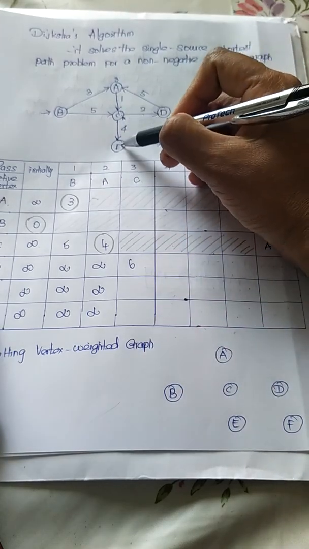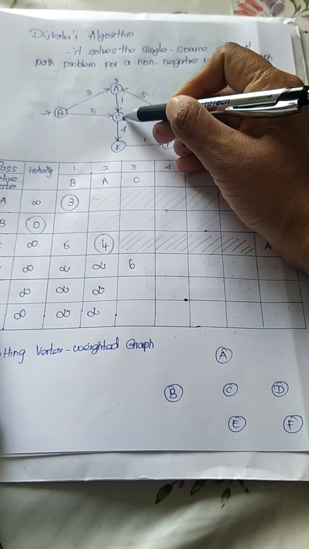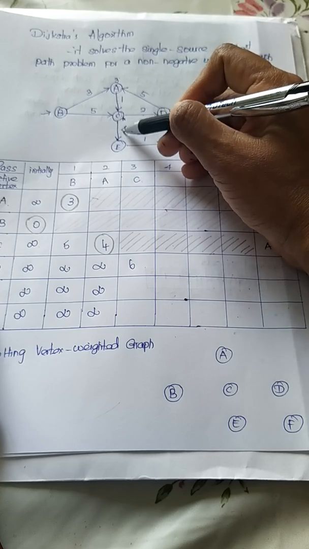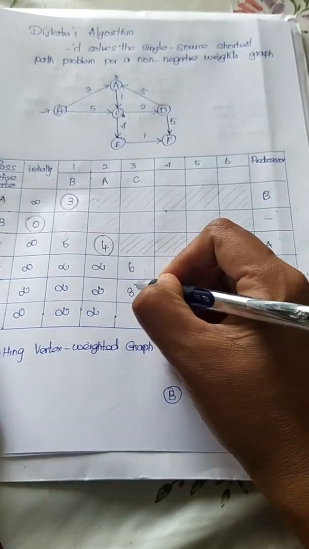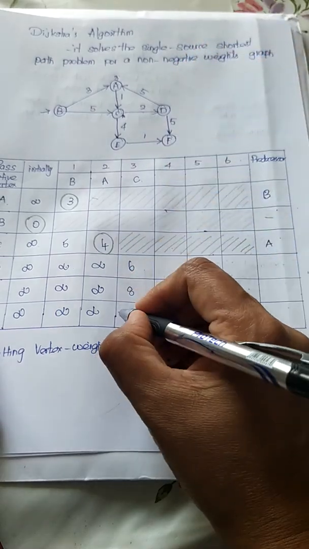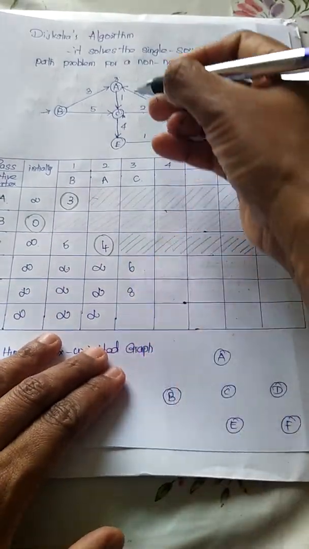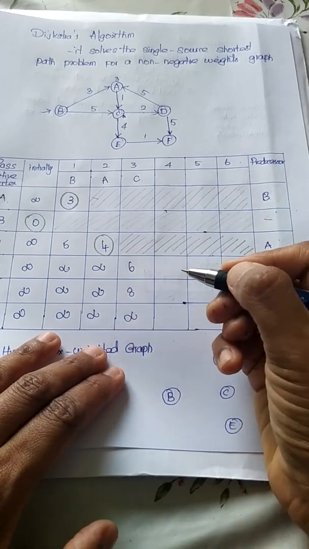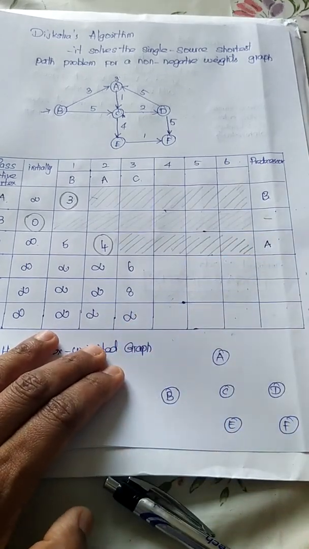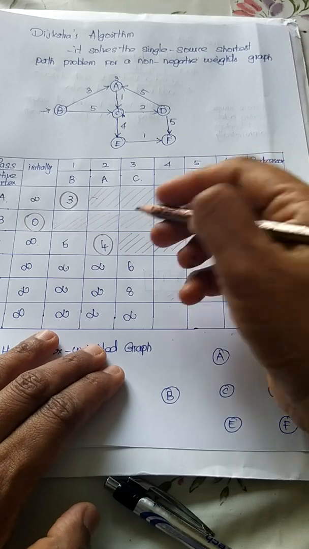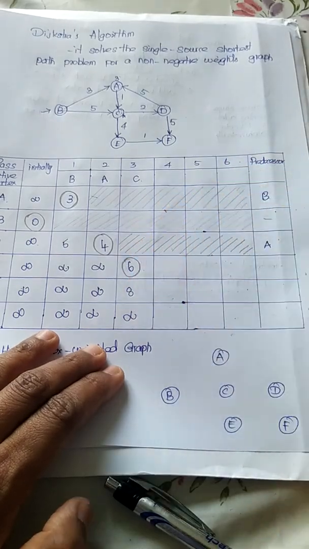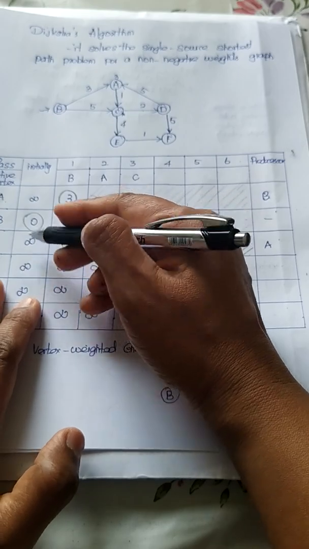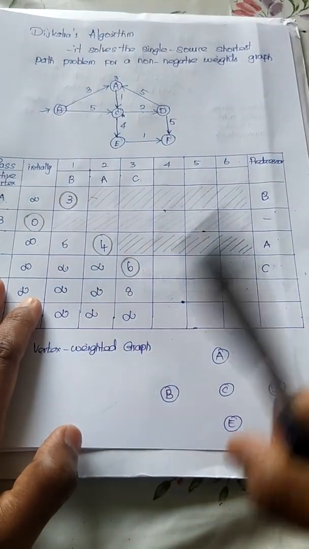C to E, yes, I have. Cost of the node C is 4 and weight of the edge is 4. 4 plus 4 is 8. C to F. There is no such edge directed to F. So copy the previous value. Among these, which one has the minimum cost? This is the minimum cost for D. So C to D. That means the predecessor is C.